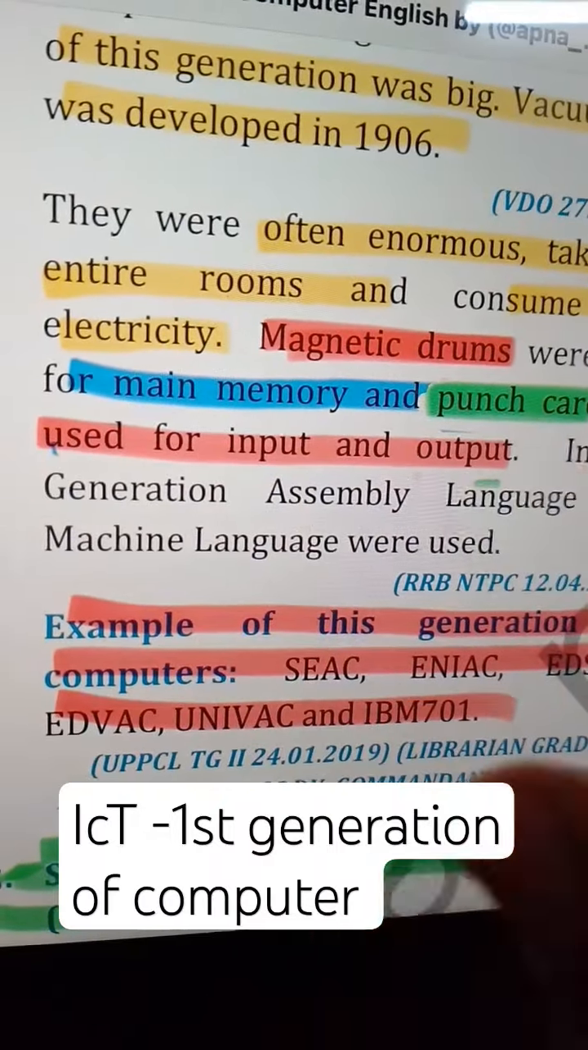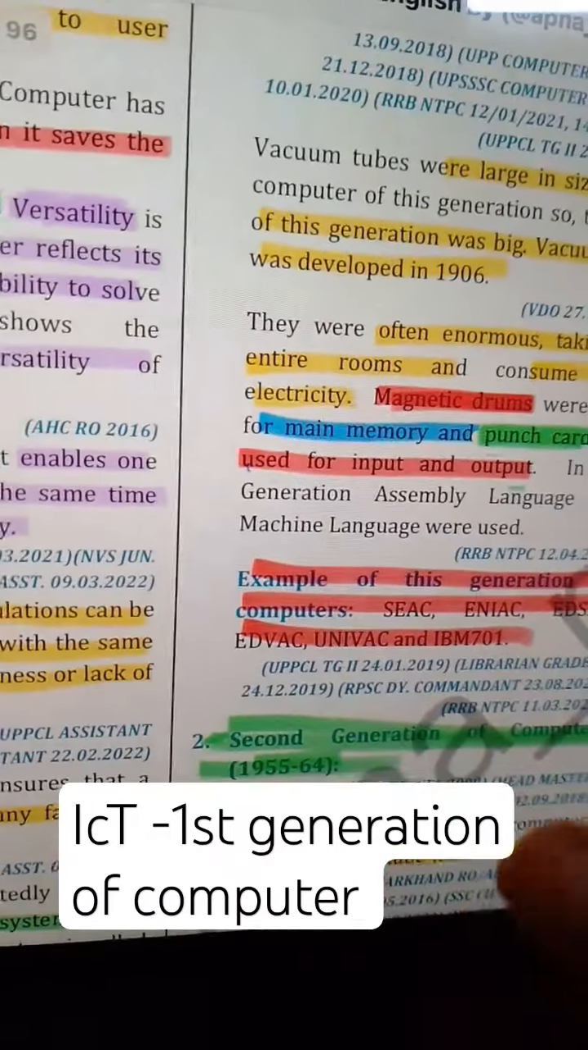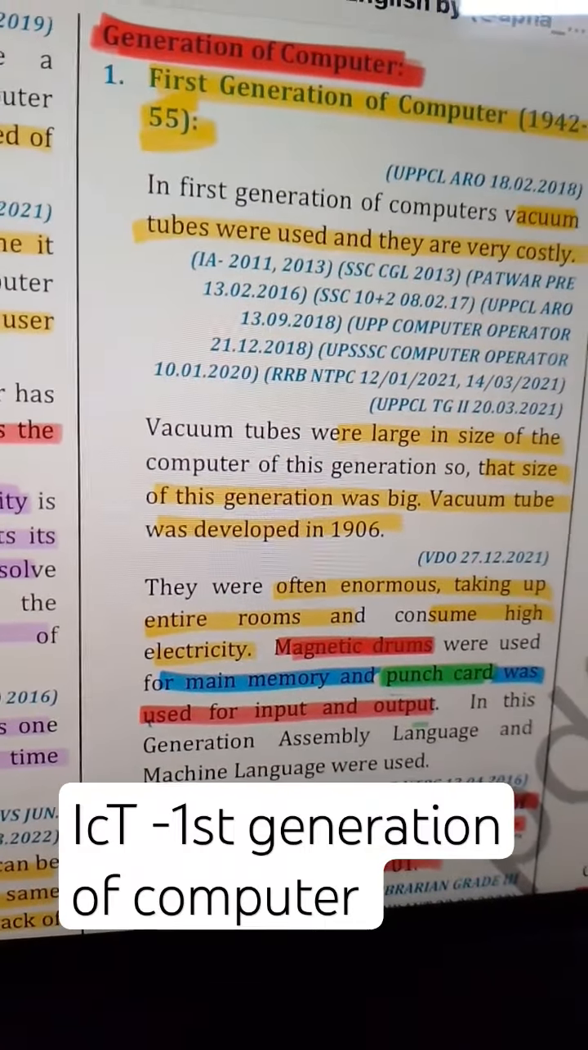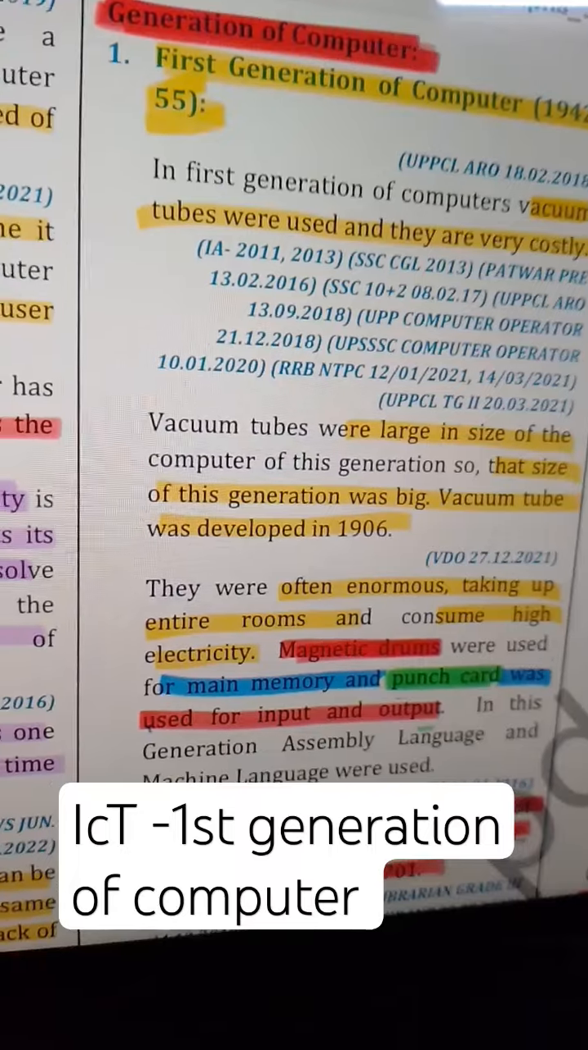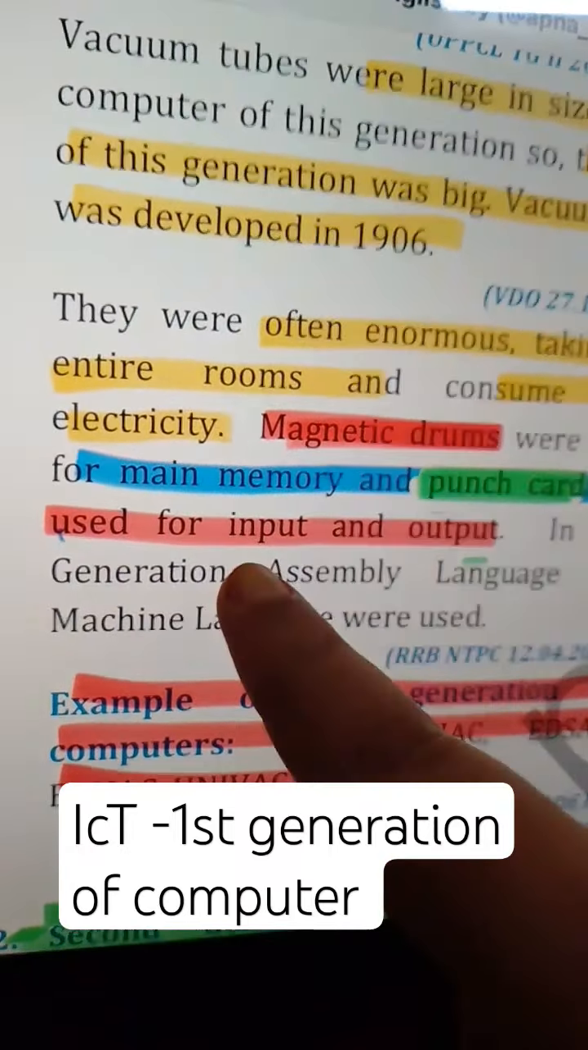Magnetic drums were used for main memory, and punch cards were used for input and output. In this generation, assembly language and machine language were used. If a question comes in the exam asking what is used in first generation, and you find an option with vacuum tubes, go and mark it. It will be correct. Vacuum tubes were used for processing, and magnetic drums were used for main memory. Punch cards were used for input and output.